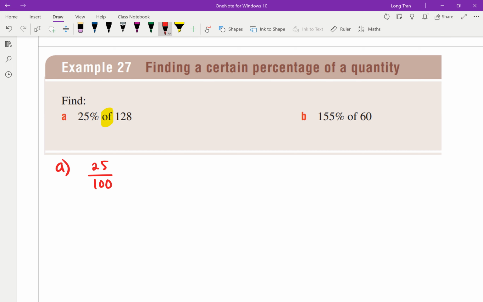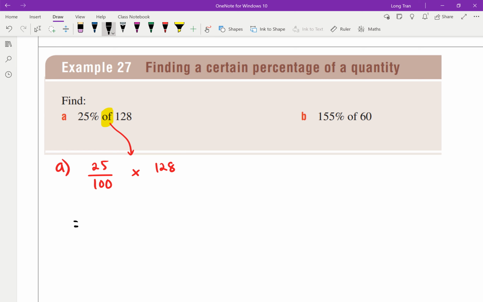What does of mean again? Times. It's multiplication. A lot of students think it's divide. It's not. Of means times. And then you got 128. So this is what you're trying to work out. 25 over 100 times 128. Now it goes back to fractions. Over 1. Before you times it, you want to simplify.